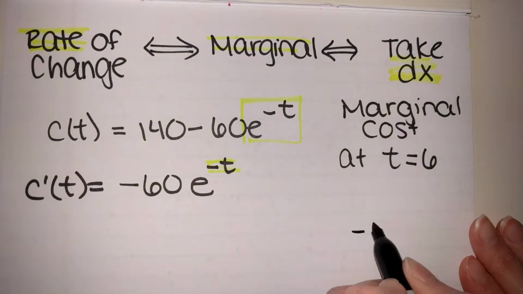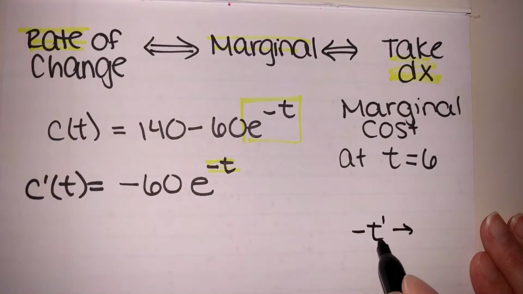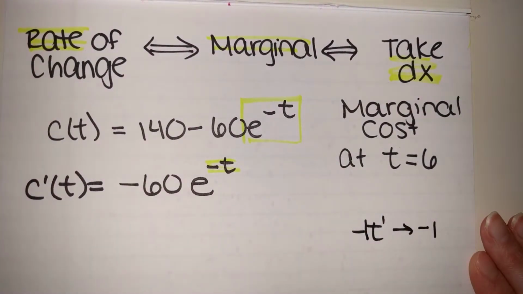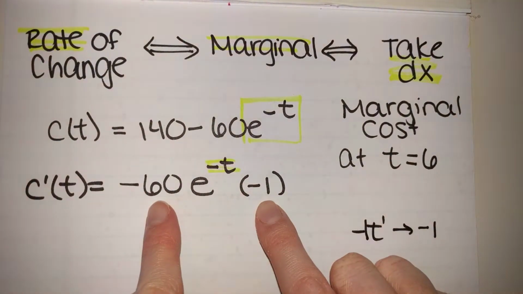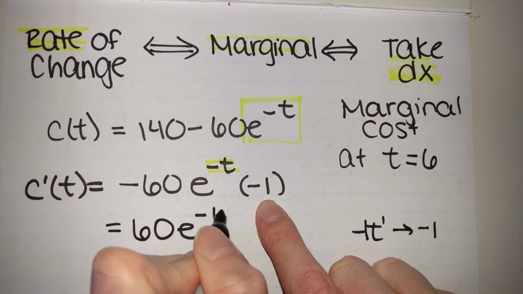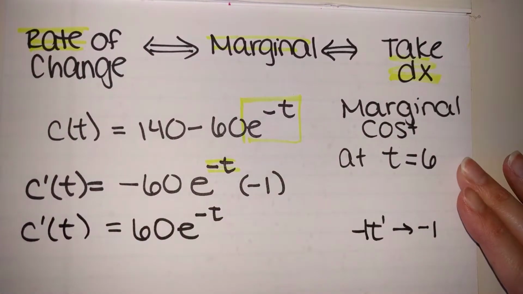Now, negative t is raised to the first power. So when I take the derivative, because it's a linear term, I will just have negative 1 for the derivative. So this will be times negative 1. Now, if you look here, the negative 60, the negative 1, you can multiply those together to get 60 e to the negative t. And that becomes our C prime of t.